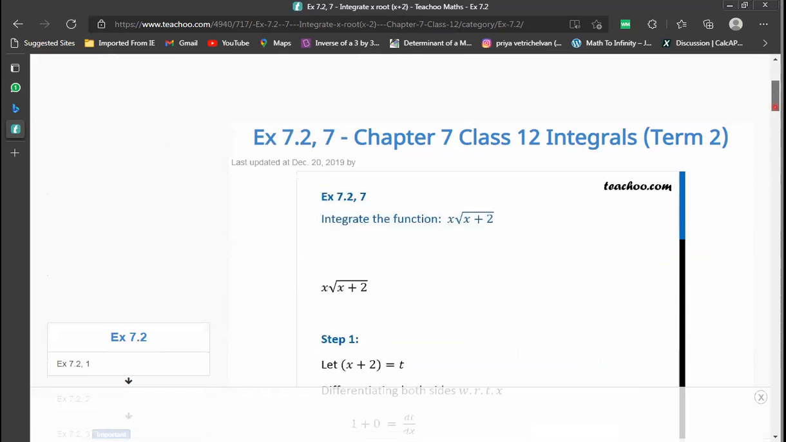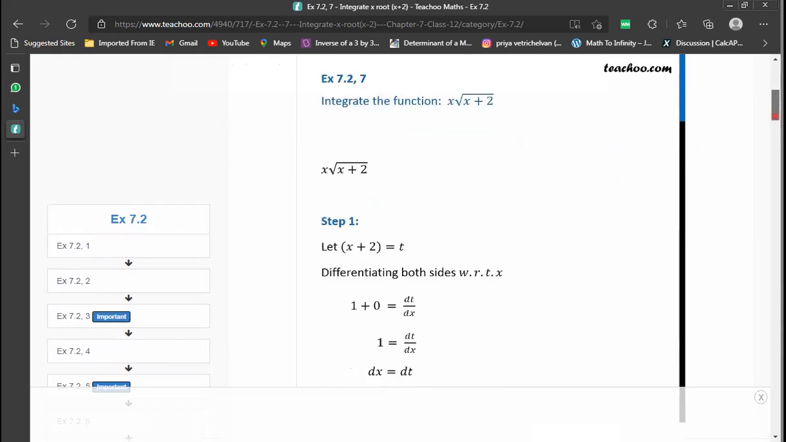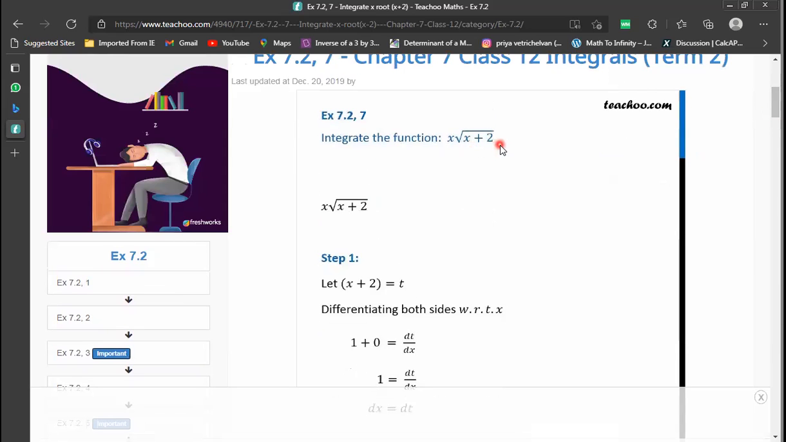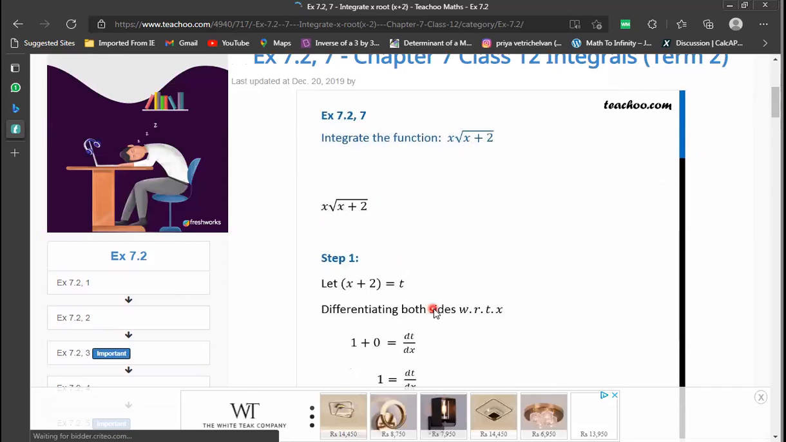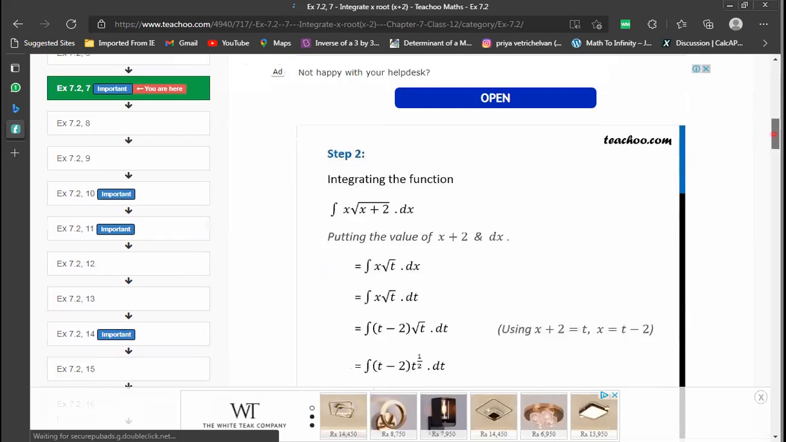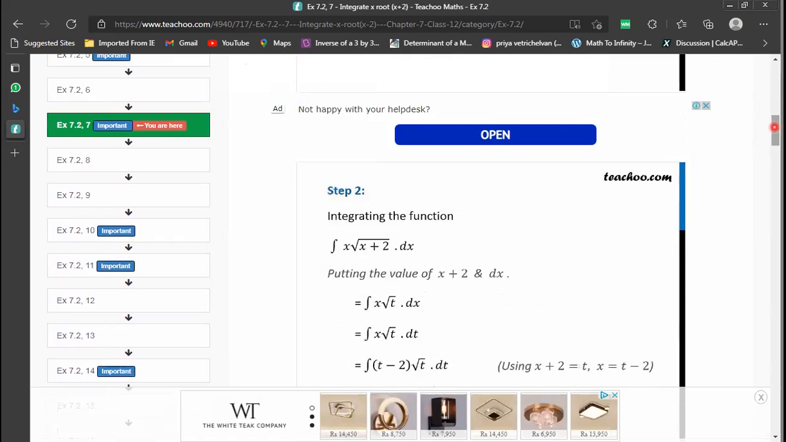Question number 7. Question number 7 is also the same kind. Here you will be taking the x plus 2 as t and you will perform the differentiation. Okay. Same method.